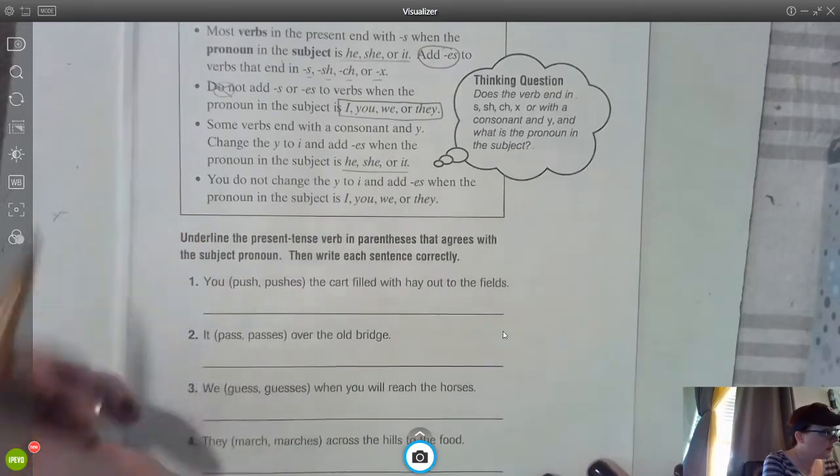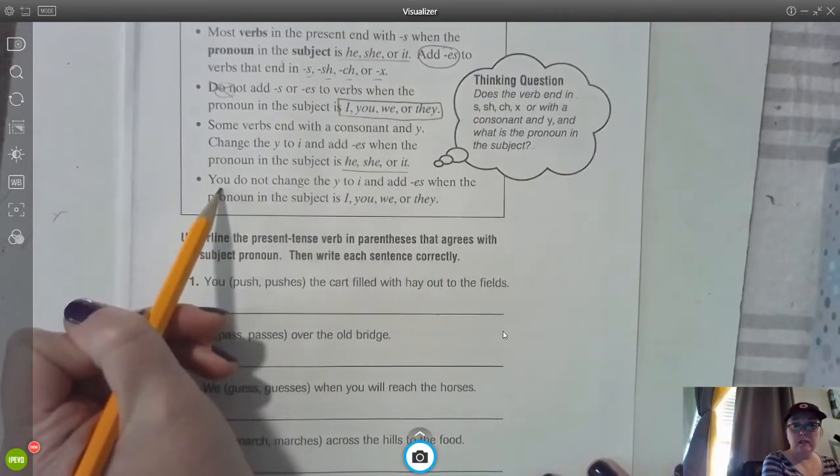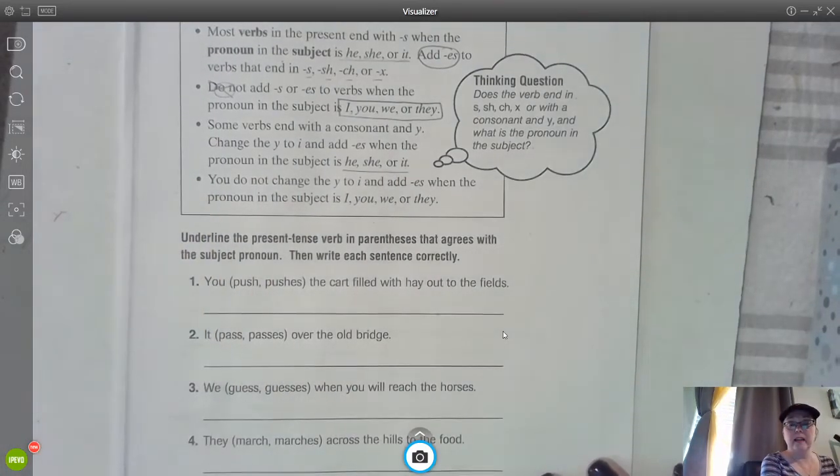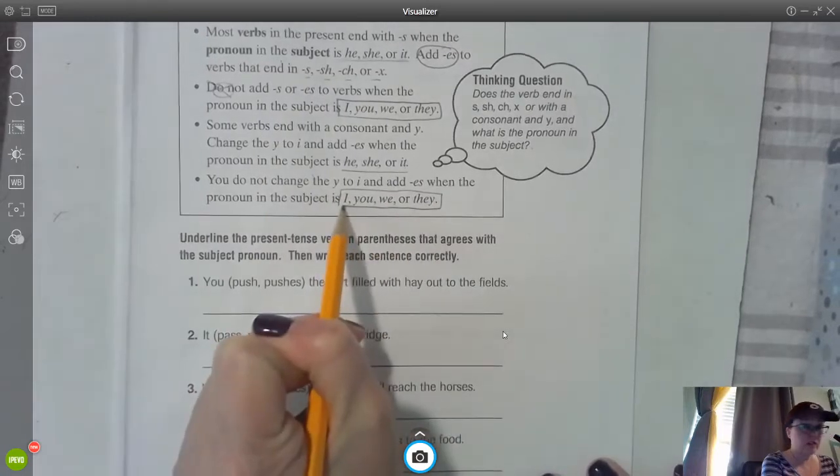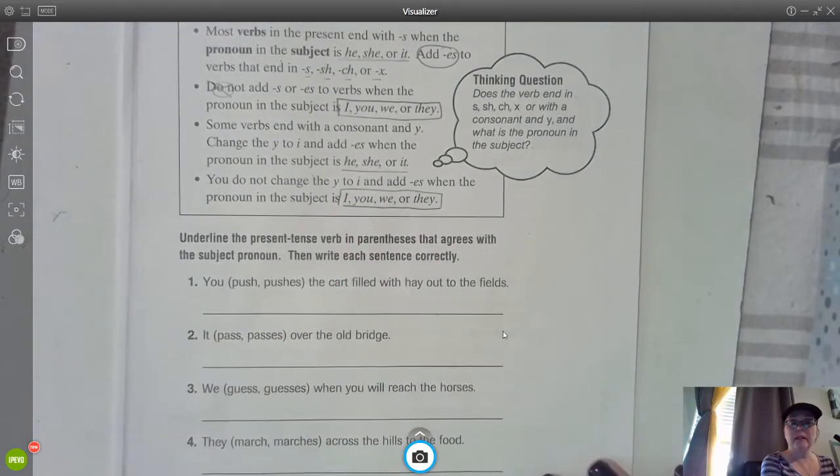Okay. You do not change the Y to an I and add ES when the pronoun in the subject is I, you, we, or they. I'm going to put a box around that so they match. Makes it a little bit easier for us to find.